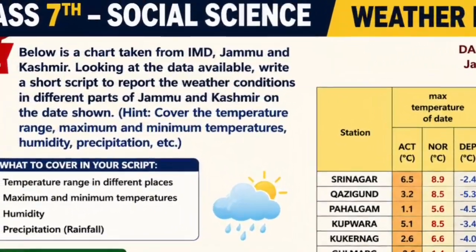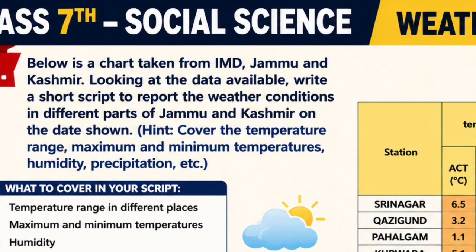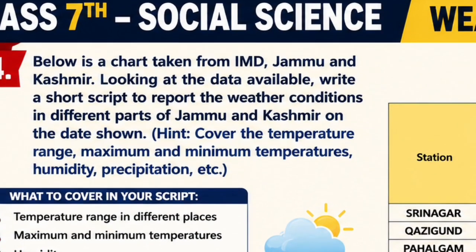The last question is: below is a chart taken from IMD. IMD means Indian Meteorological Department, right? Which measures the atmospheric condition and gives predictions about it, doing weather forecasts. This chart shows the weather condition of Jammu and Kashmir. Looking at the data available, write a short script to report the weather condition in different parts of Jammu and Kashmir. Means you need to read this chart and do weather reporting.